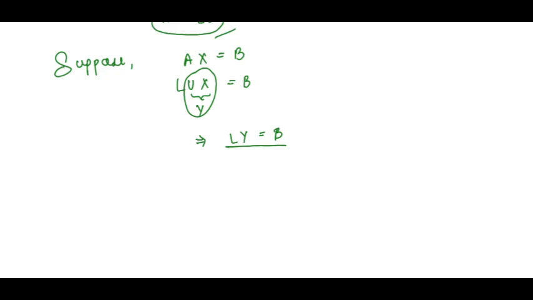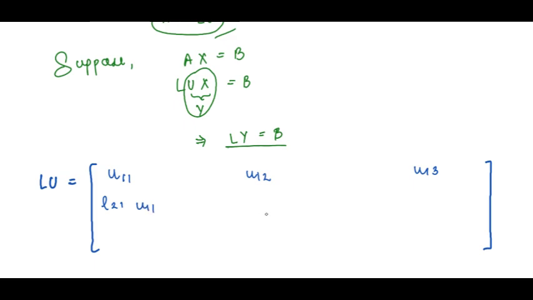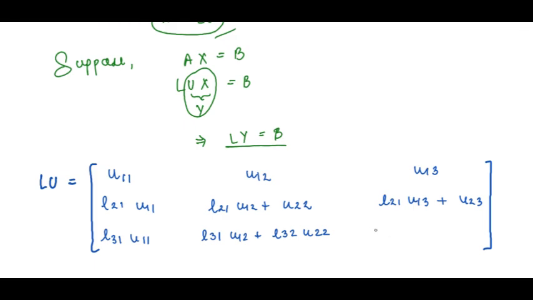Multiplying these two matrices together, we get LU as U11, U12, U13; L21 U11, L21 U12 plus U22, L21 U13 plus U23; L31 U11, L31 U12 plus L32 U22, L31 U13 plus L32 U23 plus U33. And since A equals LU, the corresponding elements must be equal.